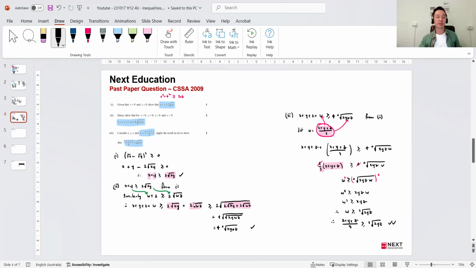Let's move on. Now, I've got 2 more questions. I've got one from Kings, and the last question is, I can't seem to find where I got it from, a past paper, but it's a really nice one that I want to show you. But let's do the Kings one first.